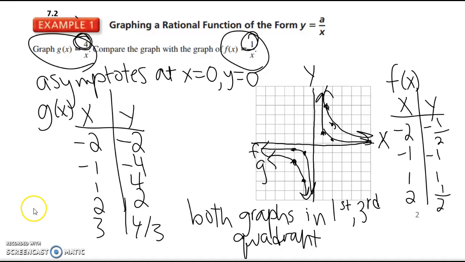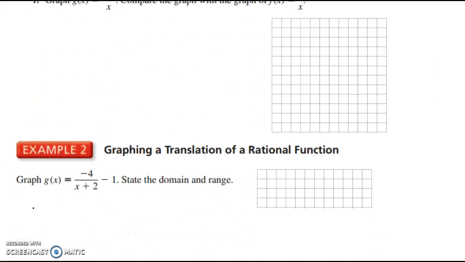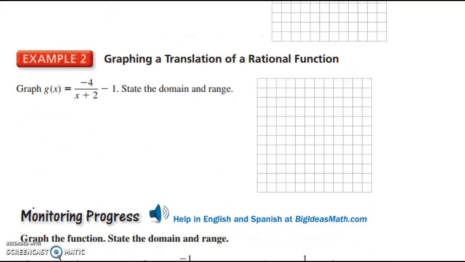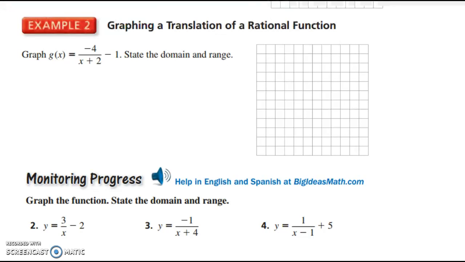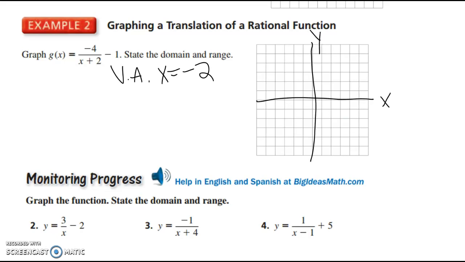For example 2, if you go to the next page, we're doing the same thing, graphing a function, except this time we can see x plus 2. That's going to give us my vertical asymptote. And my vertical asymptote is going to be at x equals negative 2, because we have a problem when x is negative 2. We know that we can't divide by 0.